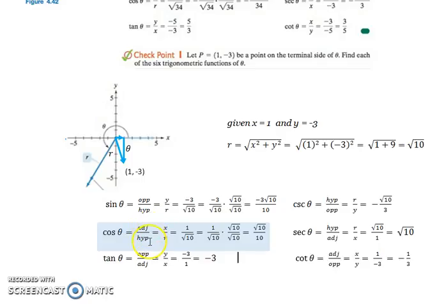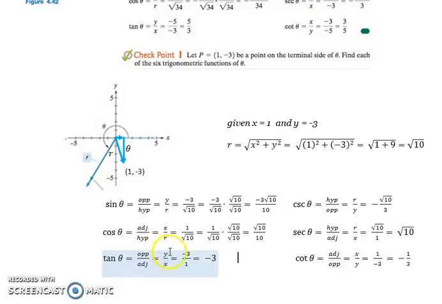Cosine is adjacent over hypotenuse, or x over r. So 1 over the square root of 10 multiplied by square root of 10, and you get square root of 10 over 10. For the secant, just go back to here, reflect that, and it's just square root of 10, because you don't need stuff over 1.